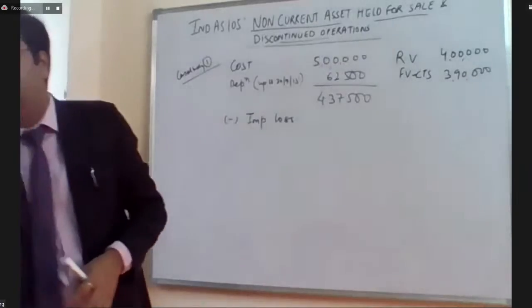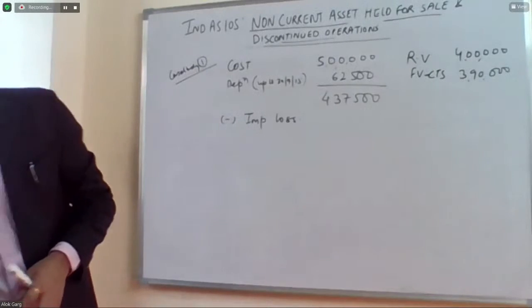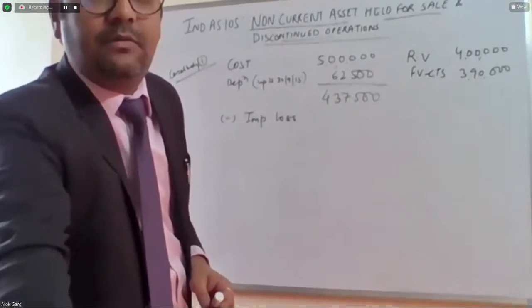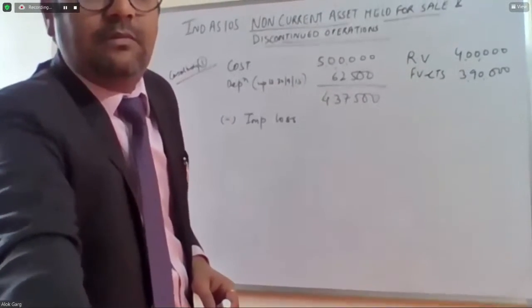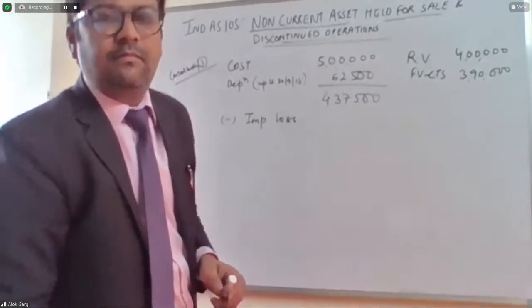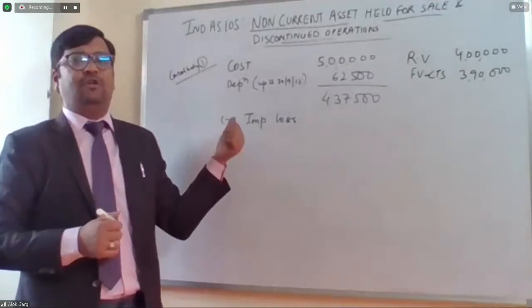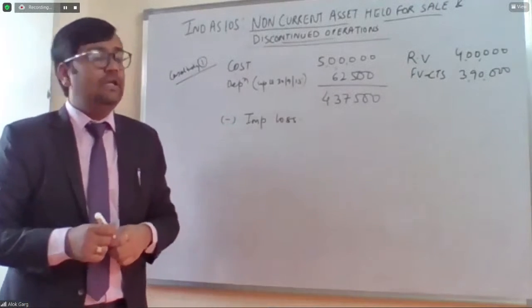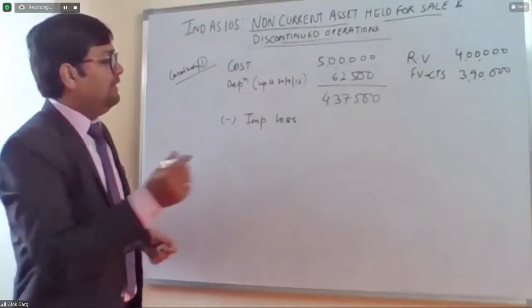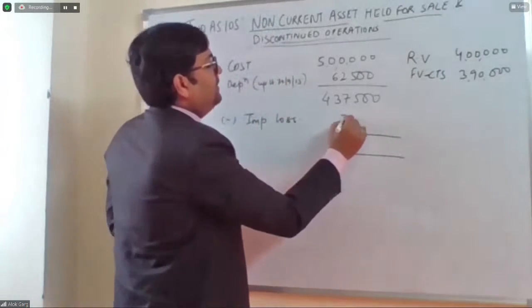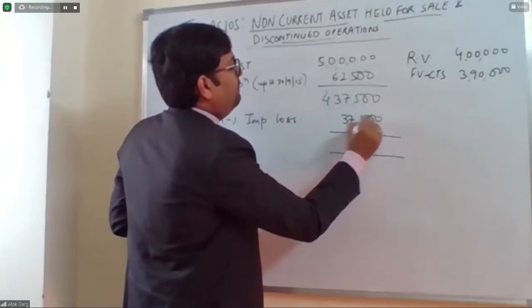Cost to sale and value in use. Okay. It is the higher of fair value less cost to sale and value in use. So in this case, what is the recoverable value? Recoverable value is 4 lakh. So in this case, 37,500 will be the impairment loss.